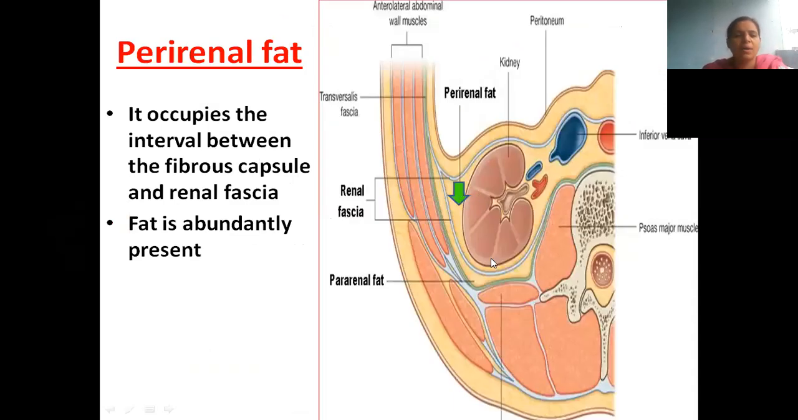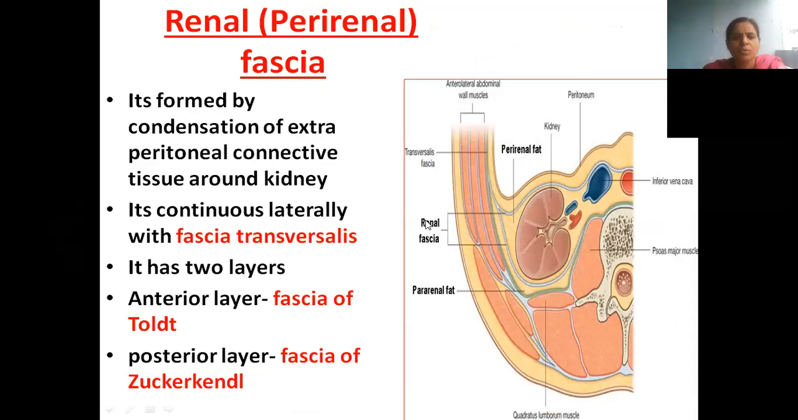Then perirenal fat, where the arrow has been shown between the fibrous capsule and the outside perirenal fascia, you will see this fat. Okay, so the third layer is perirenal fascia or renal fascia, where I told you anteriorly we have one layer, posteriorly we have one layer. Laterally they are fusing and the lateral continuation is called fascia transversalis.